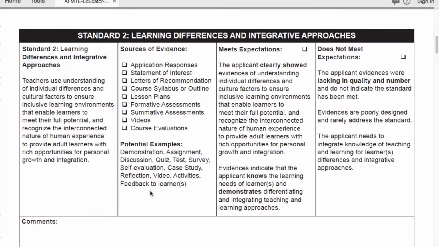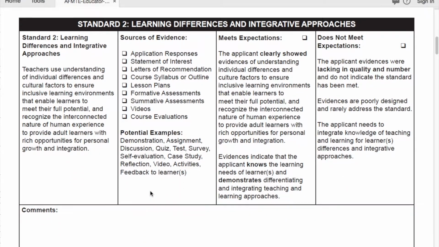And the same with each of the 10 standards. The reviewers will go through and look for evidence in your complete portfolio.